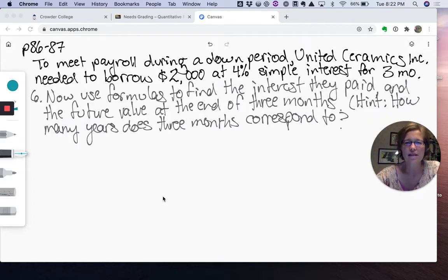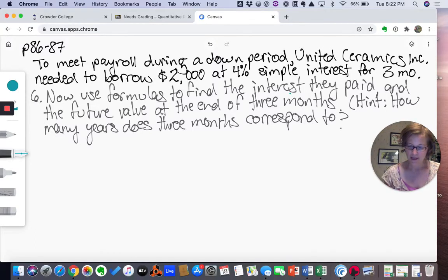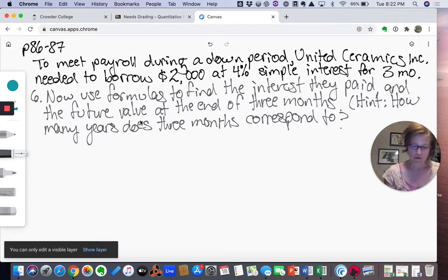Number 6 has the question that we're going to try to solve. It says, now use formulas to find the interest they paid and the future value at the end of 3 months. Hint, how many years does 3 months correspond to? So let's pause a sec. What are we trying to find? The interest they paid. Is that it? 2 things, right. We want to find the interest they paid, but we also want to know the future value.